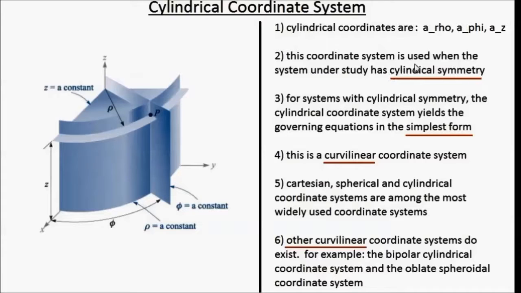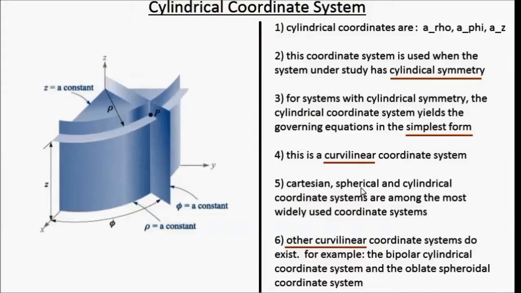So for systems with cylindrical symmetry, the cylindrical coordinate system yields the governing equations in their simplest form. This is quite important. So the equations arrive in the simplest form if the symmetry elements of the problem are used while modeling them. And this coordinate system is a curvilinear coordinate system. It's not linear like the Cartesian xyz.